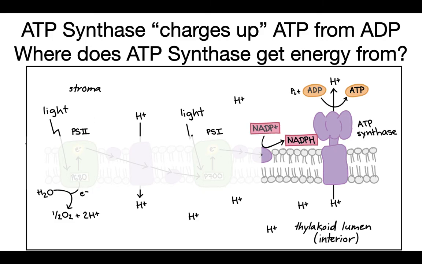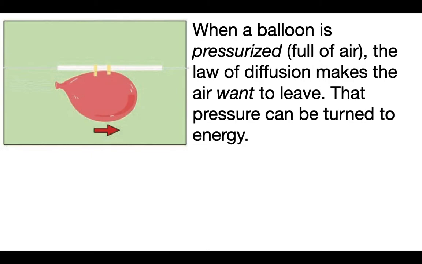So here's what's happening that gives that ATP synthase its energy. I'm going to do a little metaphor for you here. You may have done this in physics class, maybe last year, where you tied a balloon to a straw and then ran a string through that straw. When the balloon is pressurized, when it's full of air, the law of diffusion, like we've talked about in our class, makes that air want to leave, to spread out as evenly as possible in a depressurized manner. And so the pressure inside the balloon can be turned into an energy that will make the balloon move.